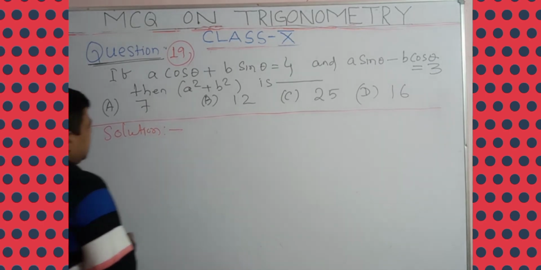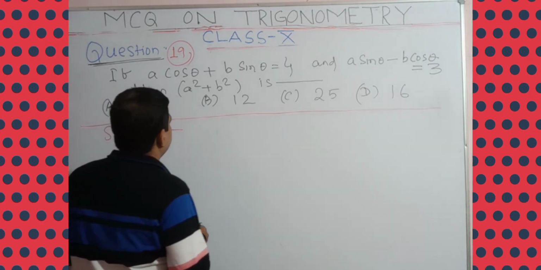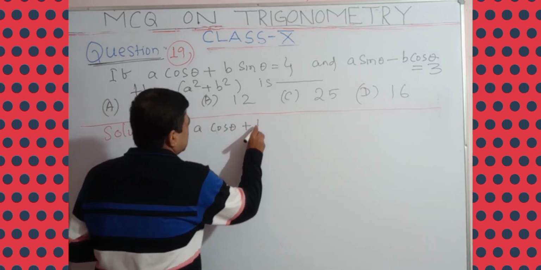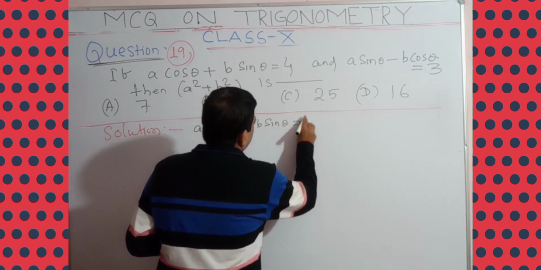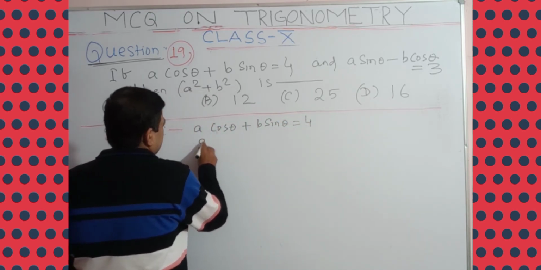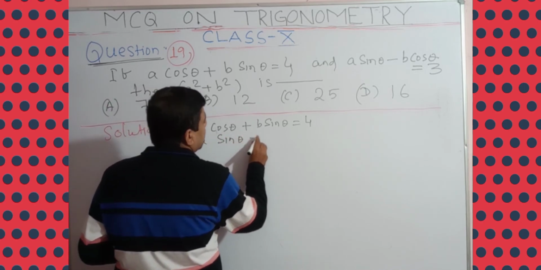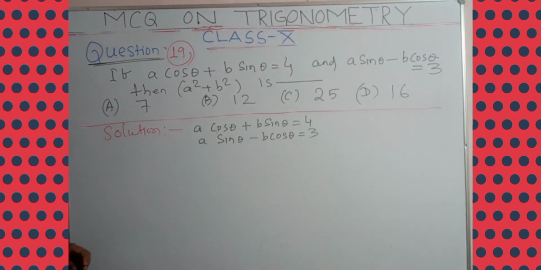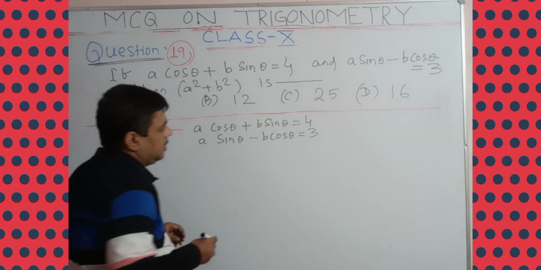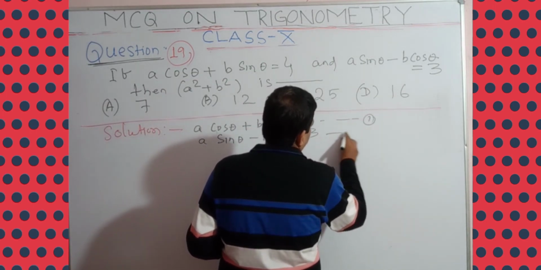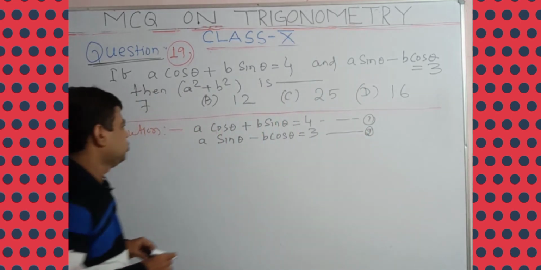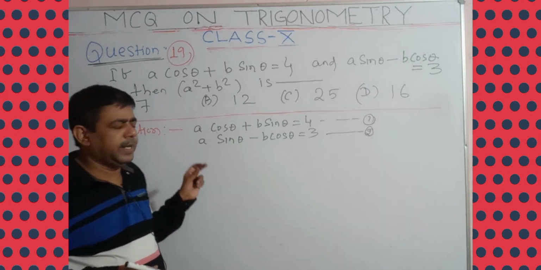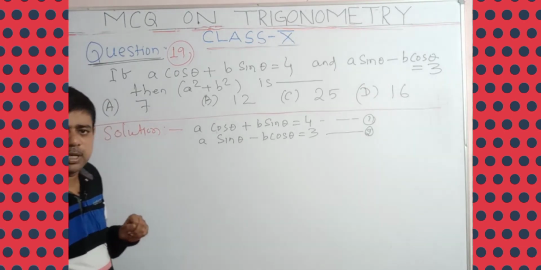It is given that a cos theta plus b sin theta is equal to 4. Understand? And here given a sin theta minus b cos theta is equal to 3. So what is the value of a square plus b square? Suppose this is equation number 1 and this is equation number 2. Here you see the square is coming, a square plus b square. So a common idea is coming: can we square both equation 1 and equation 2?